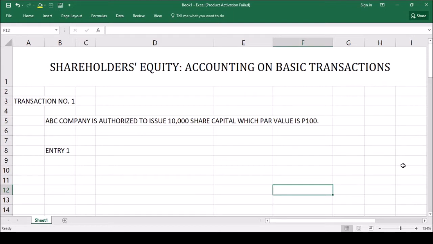However, the most common method being used in the corporate world is the memorandum entry method. So, in this case, we will focus on discussing how we journalize or record these transactions affecting the shareholders' equity using the memorandum entry method. In this video presentation, I prepared four different basic transactions that affect the shareholders' equity account.